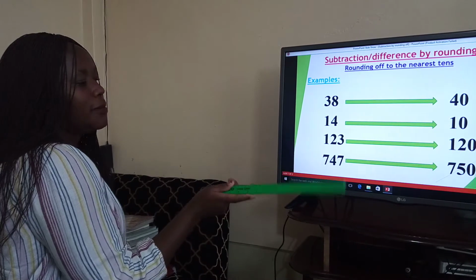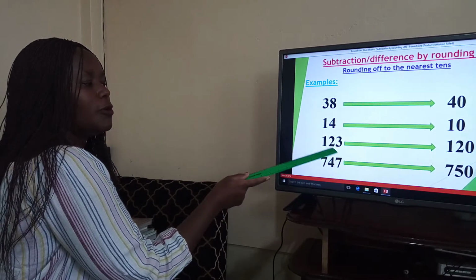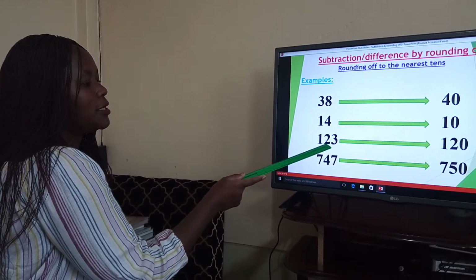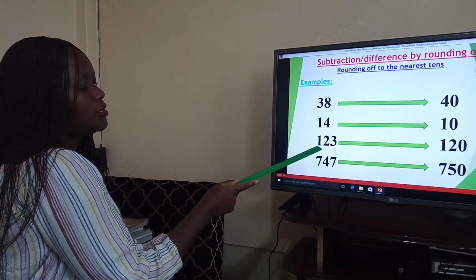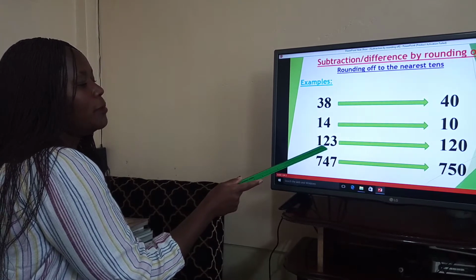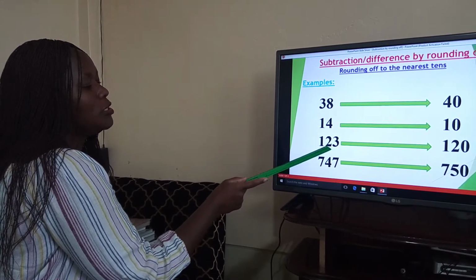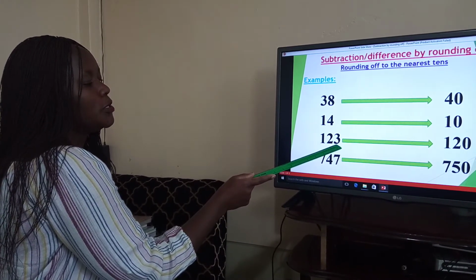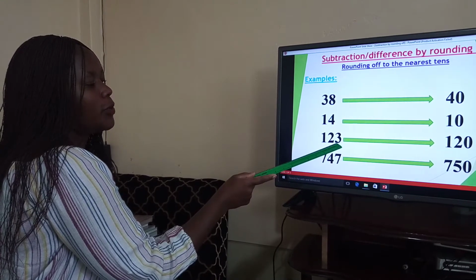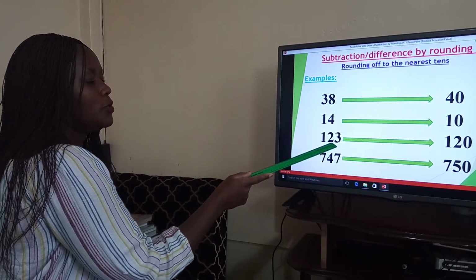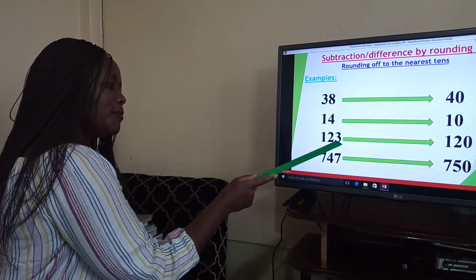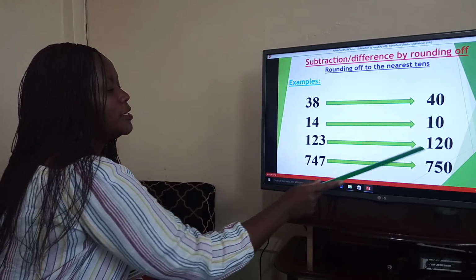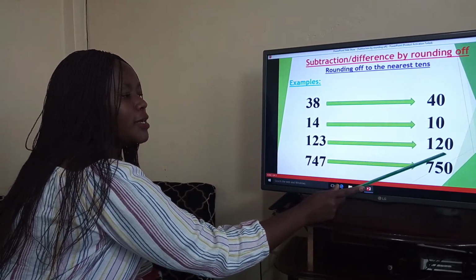What about a bigger number like 123? 123 has three place value digits, that is 3, 2, and 1. But our interest is in the place value digit of tens, which is 2. So which number is with the immediate right of 2? Definitely it is 3, and 3 is a weak number. Therefore, it is not going to change 2 in any way, but 3 itself will become a 0. Therefore, 123 rounded off to the nearest tens becomes 120.